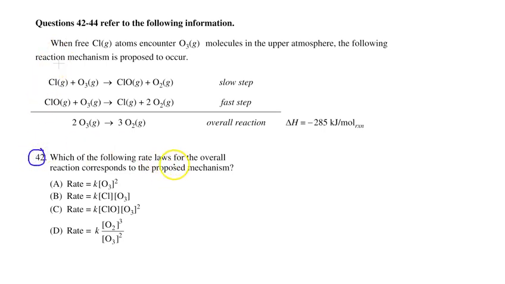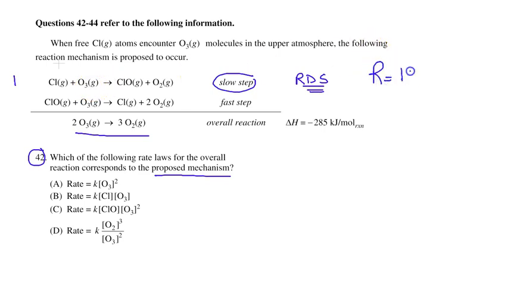Which of the following rate laws for the overall reaction corresponds to the proposed mechanism? The mechanism is the series of individual elementary steps that makes the overall. Now, they told us that the slowest step is the first step. So this is the rate determining step. So this is where the rate law comes from. So rate law is equal to rate equals k times, well, if we have a slow step, the rate law comes from this step. And since this is an individual elementary step, the coefficients become the rate orders.